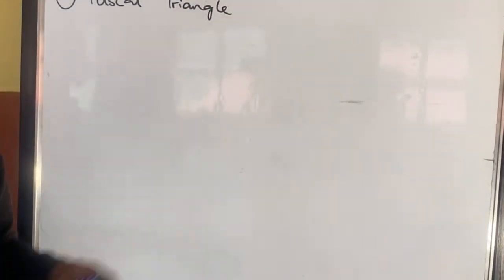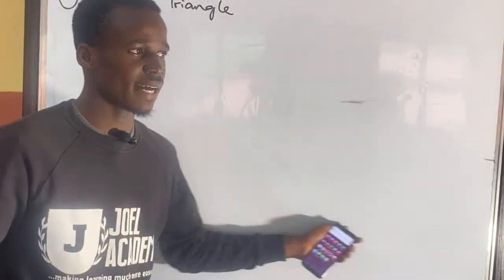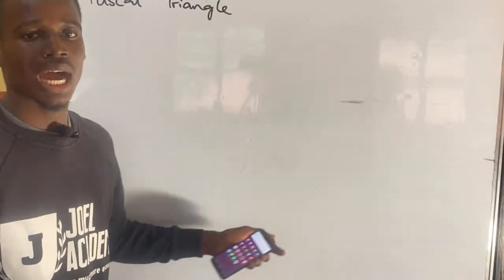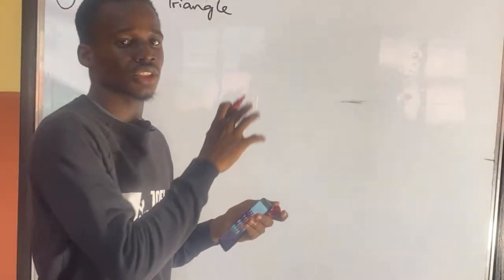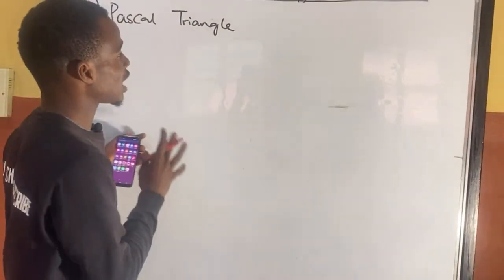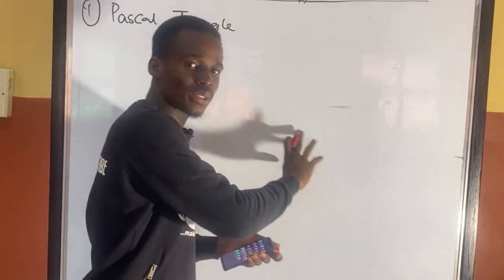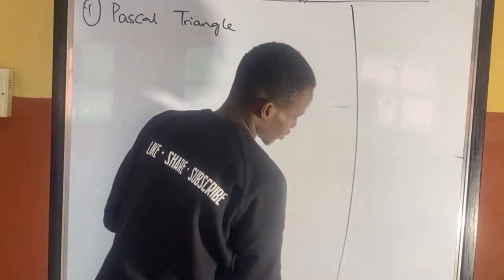So we have the Pascal triangle. How is it formed? It helps us to easily identify and expand fully. You know, what we've been doing before, using the previous formula, is just one term. But this Pascal triangle, it will give us the whole term to help us. Now, let's solve one example by the side.